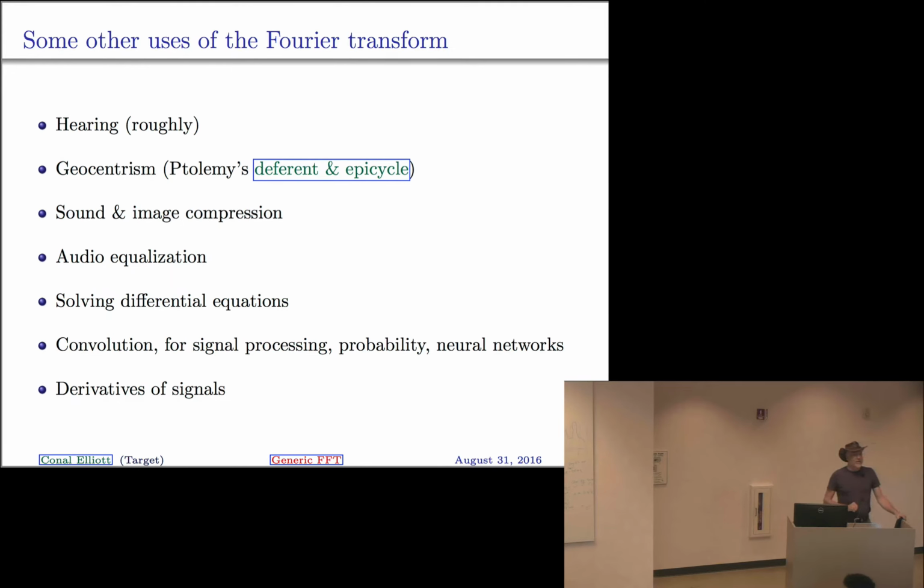And what's the Fourier transform for? It's not just for making pretty pictures or pretty motions. It actually has quite a few uses. We use it roughly, not exactly, but roughly in our own physiology for hearing. Sound gets different frequency bands that tickle different parts of the inner ear, the cochlea, I think it's called.